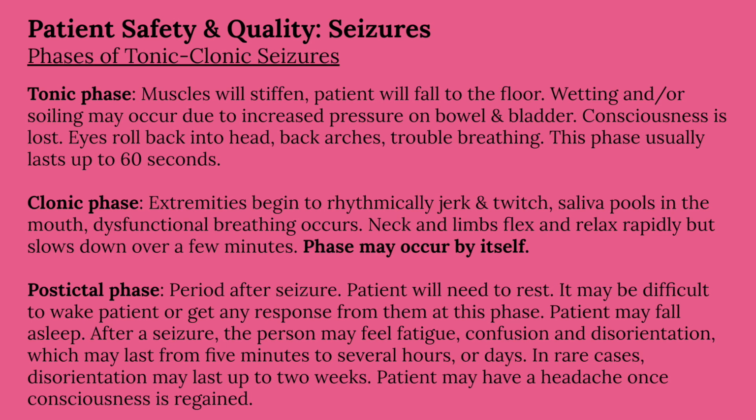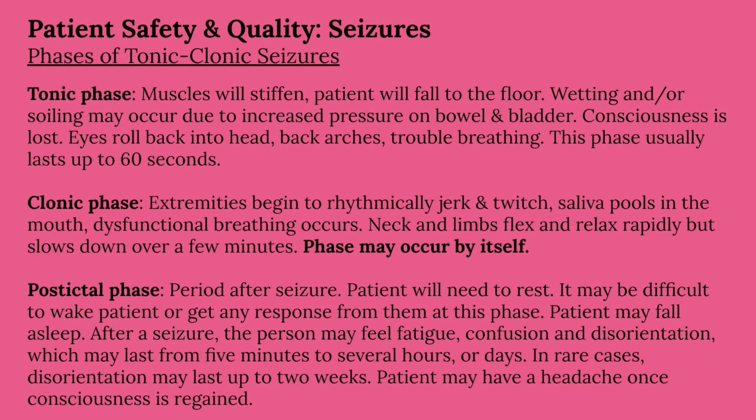In this phase of the seizure, muscles will stiffen and the individual will fall to the floor. Increased pressure on the bladder and bowel may cause urinary and fecal incontinence. During this phase, the patient loses all consciousness, the back is arched, their eyes roll to the back of their head, and they may have trouble breathing. The patient may also bite their tongue during the tonic phase, which may cause bleeding.